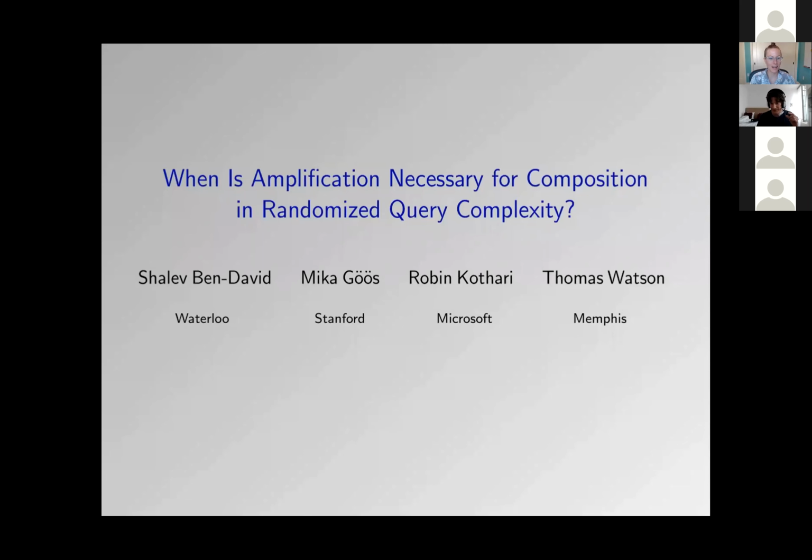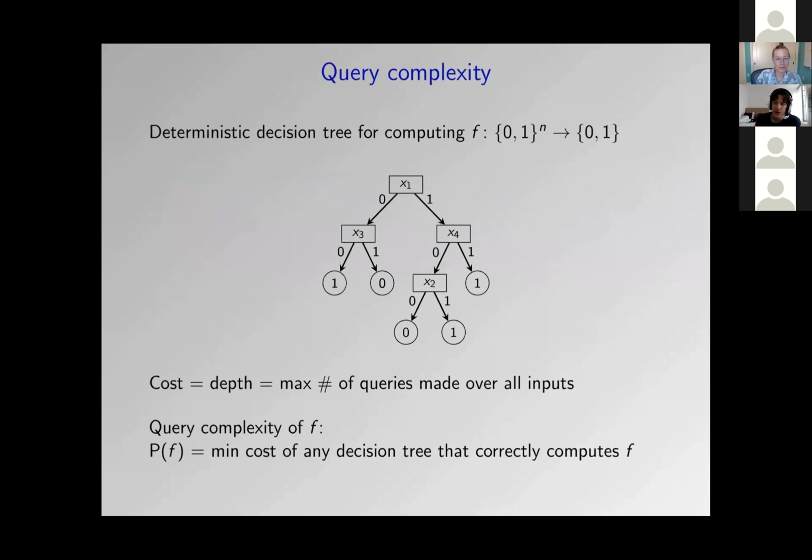Okay, so our next talk is joint work by Shalev Ben-David, Mika Göös, Robin Kothari, and Thomas Watson: When is amplification necessary for composition in randomized query complexity? And Mika will give the talk. Okay, thanks. Hello everybody.